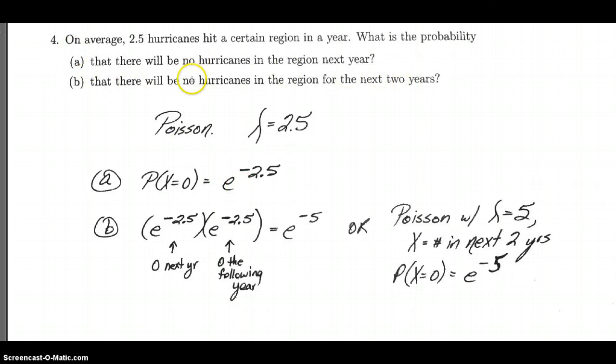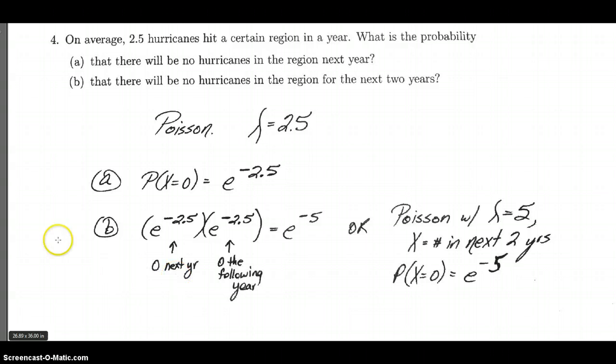For the second one, we could do it two ways. We could change our unit, so instead of looking in terms of every year, we're looking in terms of every 2 years, in which case our lambda would then be 5, and we would just be looking for probability x equals 0. Oh, I guess I have it written out here. It would just be e to the negative lambda, or e to the negative 5.